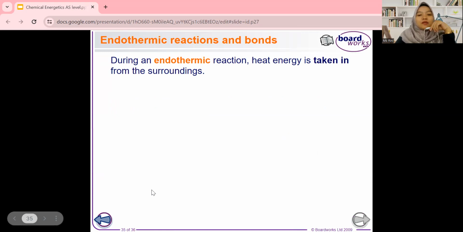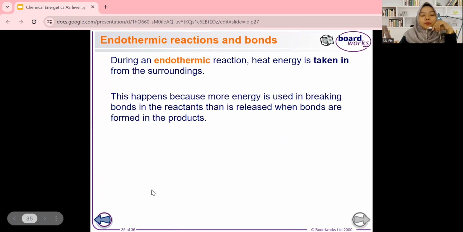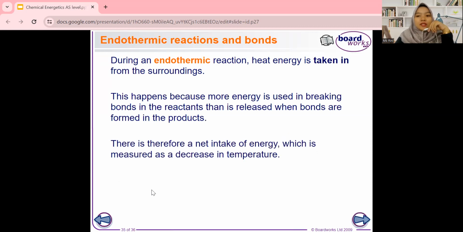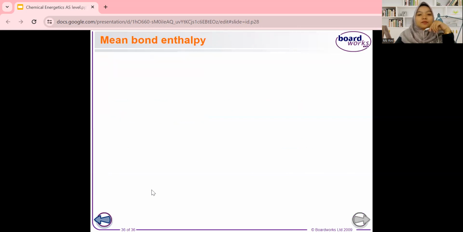And for endothermic reaction, during an endothermic reaction, heat energy is taken in from the surroundings. This happens because more energy is used in breaking bonds in the reactants than is released when bonds are formed in the products. There is therefore a net intake of energy, which is measured as a decrease in temperature.